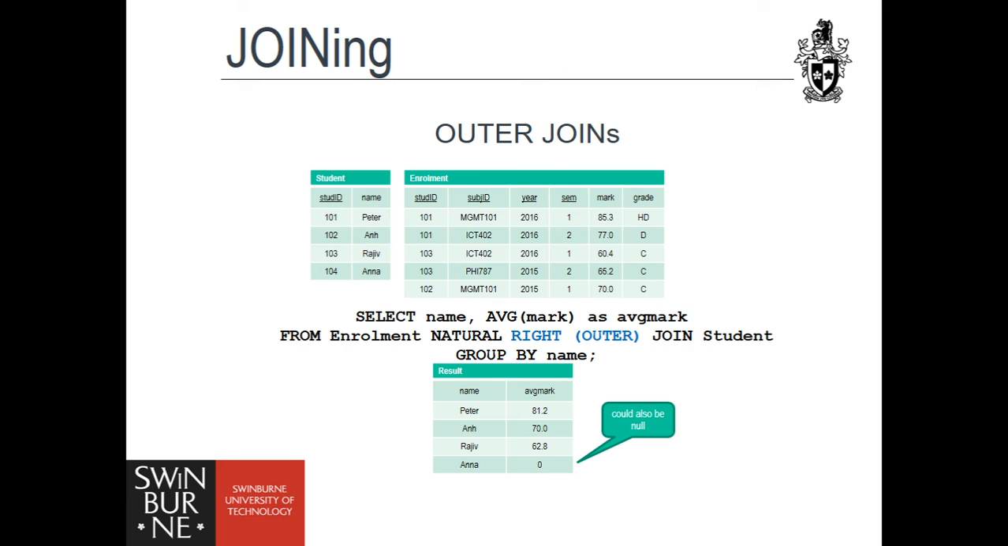A left join will include rows without matches from enrollment. But we have implemented enrollment properly. There will be no enrollment without students, so a left join will have the same effect as an inner join. Anna will be missing. Similarly, if you use an outer join or full outer join, the results look the same as here, because the additional row will be included, but there will be no additional row from the enrollment table.